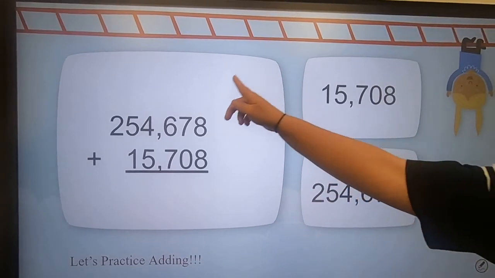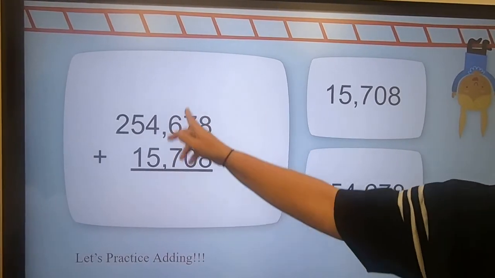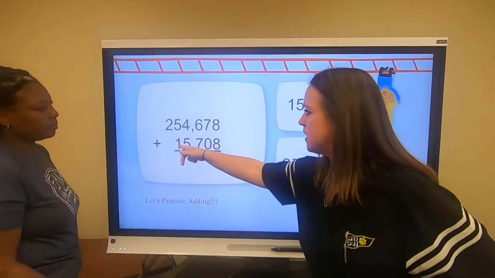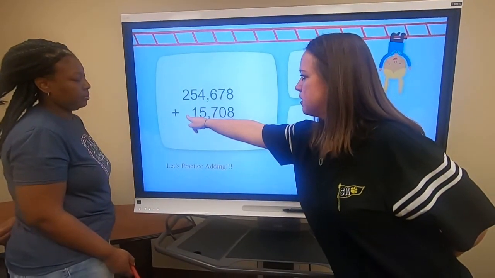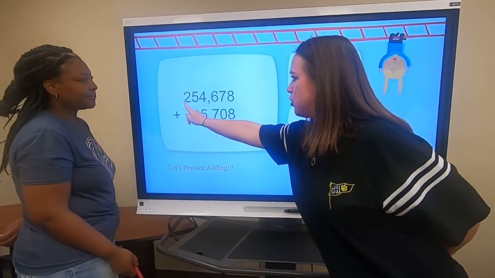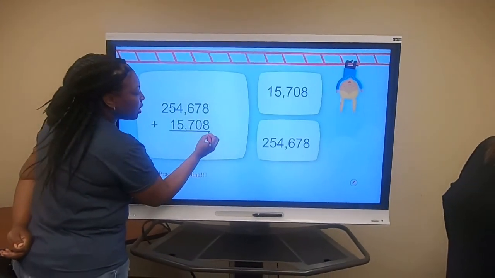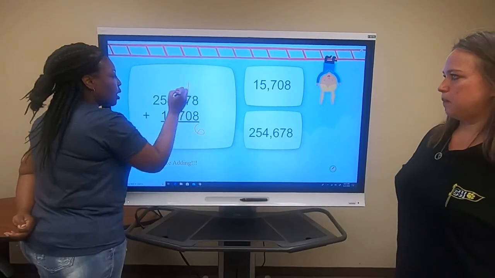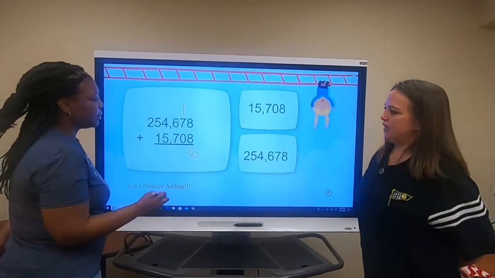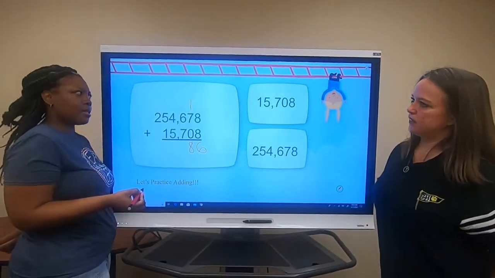I see that the ones are lined up and the tens and the hundreds and the thousands and the 10,000s. This number doesn't have 100,000s, but that's okay. We'll just add that 2 plus 0. So 8 plus 8 will be? 16. Write my 6, carry my 1. 1 plus 7 is? 8. 8. Miss Wilson, do I have anything to carry?